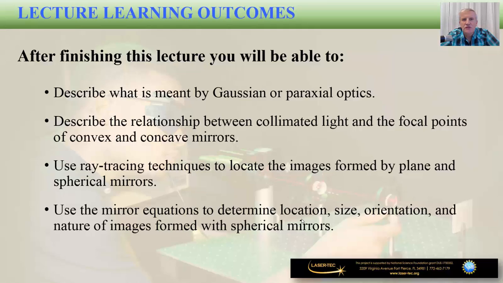After finishing this lecture, you will be able to describe what is meant by Gaussian and paraxial optics. You will be able to describe the relationship between collimated light and the focal points of the convex and concave mirrors. You will learn how to use the ray tracing techniques to locate the images formed by the plane and curved mirrors. And finally, you are also going to be able to use the mirror equations and mirror formula to determine location, size, orientation and nature of images formed by the spherical mirrors.